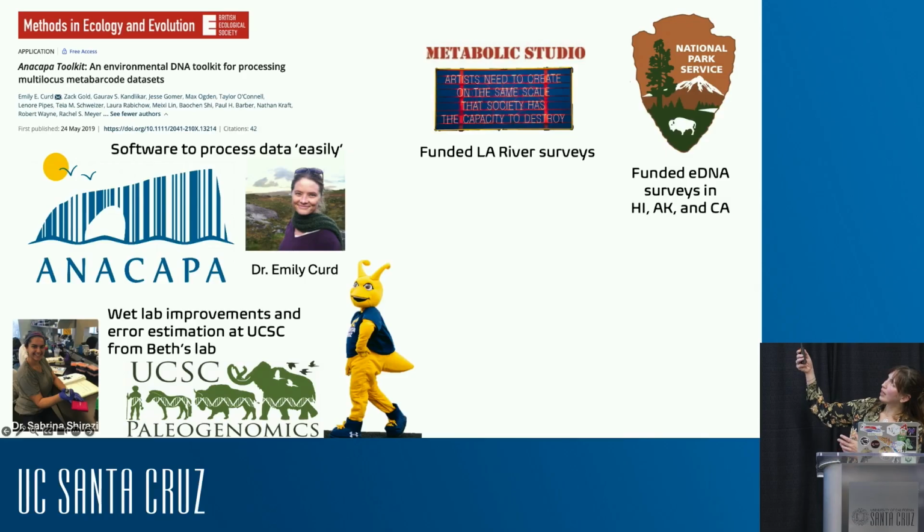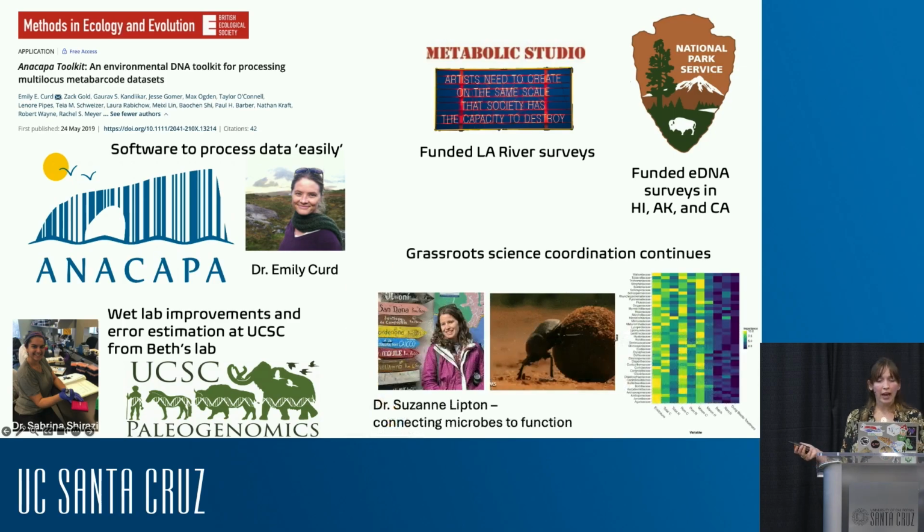And then we had some projects. Our big grant had ended, but the National Park Service said, we want eDNA surveys in Hawaii and Alaska and in California. And Metabolic Studio, a group of artists, wanted eDNA surveys for the LA River to help connect communities and think more creatively on how it could be revitalized. So we had these projects to build and continue to support students and grassroots work.